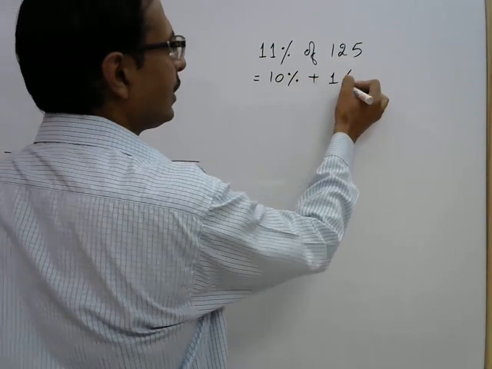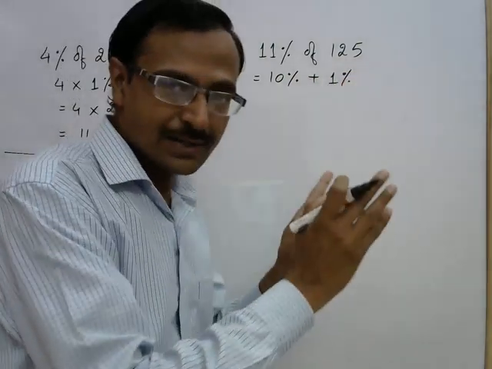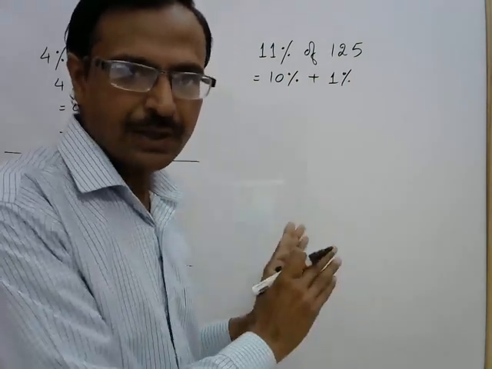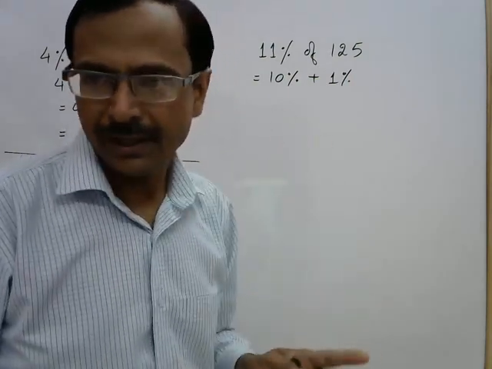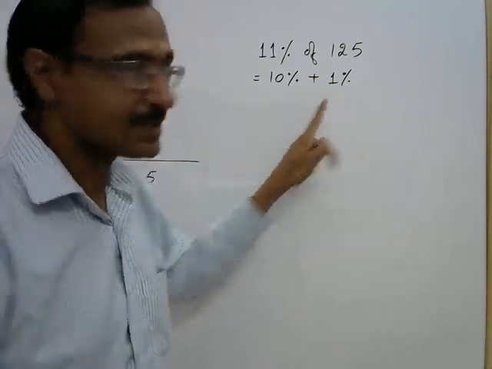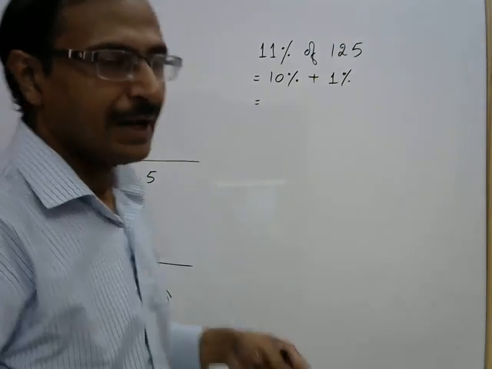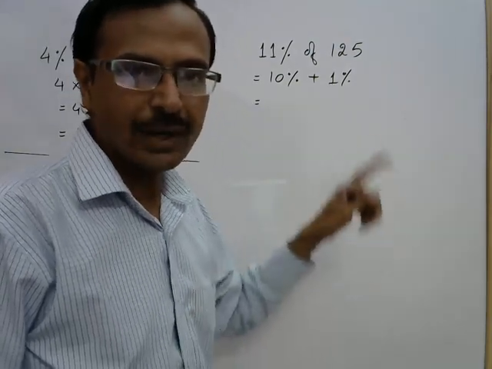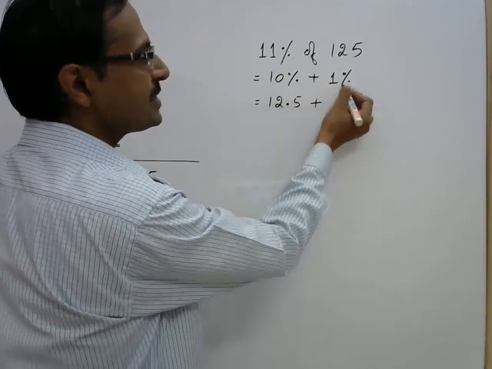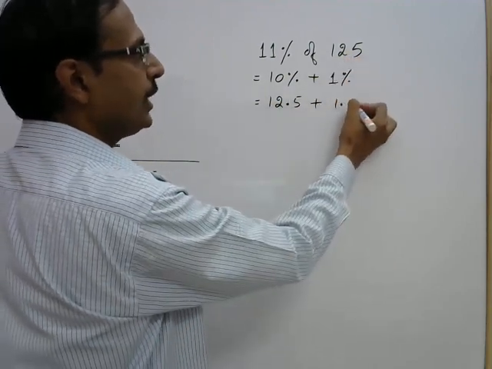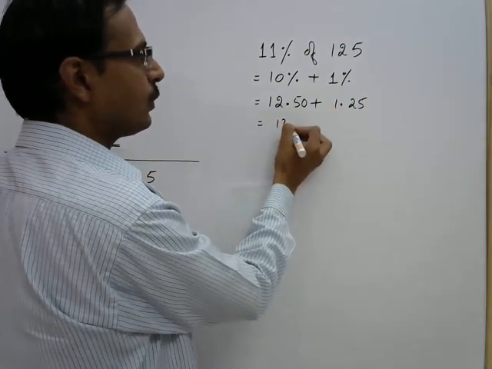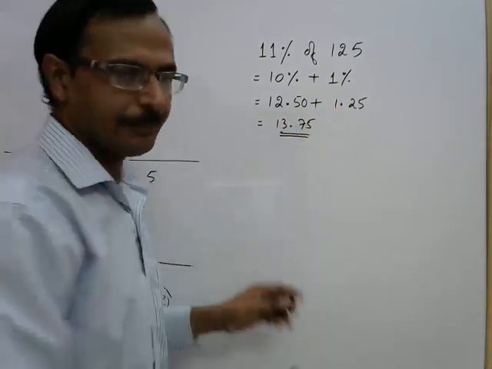So I'm not actually giving you the answer directly. I'm writing all the steps just to let you know what steps are to be thought of in mind to get the required answer. So 10% plus 1%. We all know what 10% is. 10% is obtained by putting a decimal 1 digit from the right side. So this is 12.5, and 1% is 2 digits from the right side, so 1.25. So if I write a 0 here, this is very easy now, 13.75 is the answer.